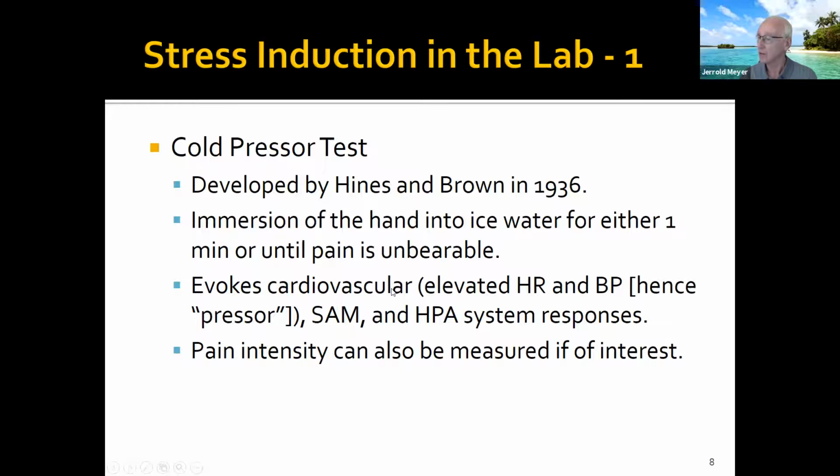And you can show that you readily evoke cardiovascular responses. That's why it's called cold pressor, where pressor refers to blood pressure. So cold pressor means that it was first identified as a stressor that elevates blood pressure, sympatho-adrenal medullary activity, and also HPA cortisol responses. And of course, you can also measure the pain intensity, to see if that correlates with any of the biomarkers that you're measuring.